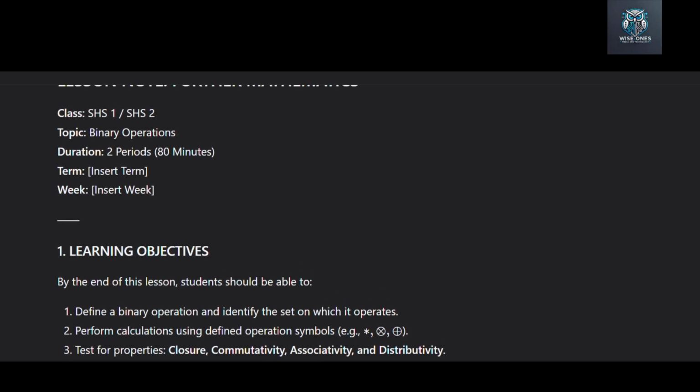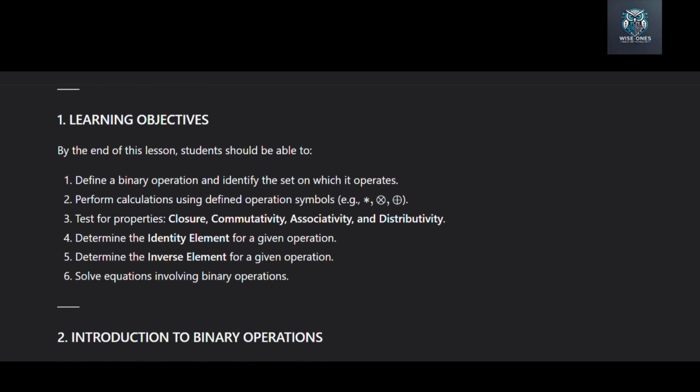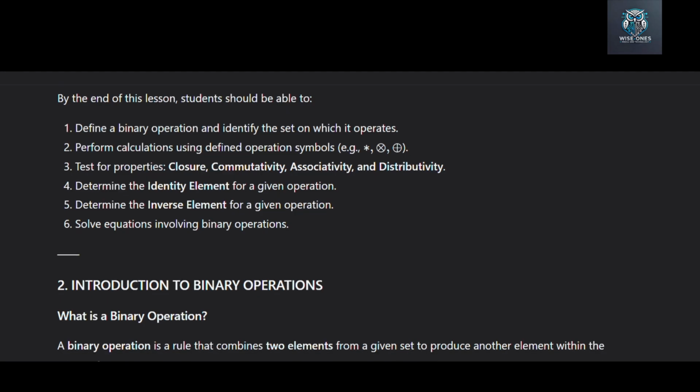Let us look at what we want to achieve by the end of this lesson. These are our learning objectives. By the time we finish, you should be able to define what a binary operation is. You will learn how to identify the set it works on. You will be able to perform calculations using special symbols like star or circle cross. You will learn how to test for properties like closure, commutativity, associativity, and distributivity. We will spend a lot of time on determining the identity element and the inverse element. And finally, you will learn how to solve equations involving these operations.